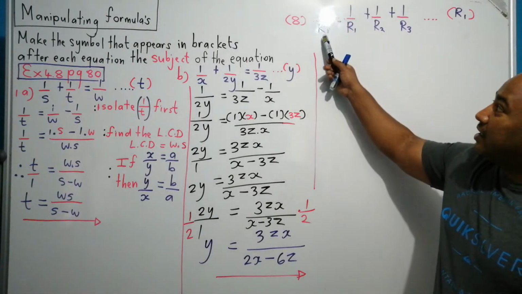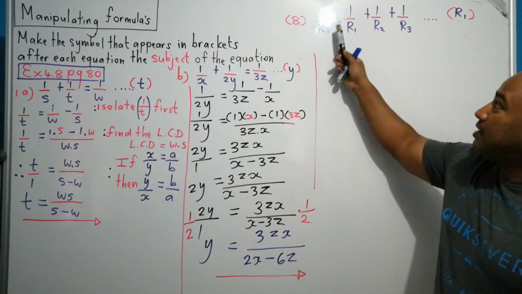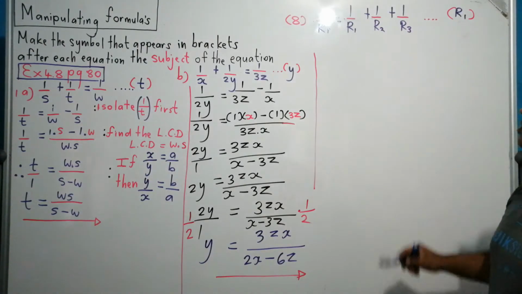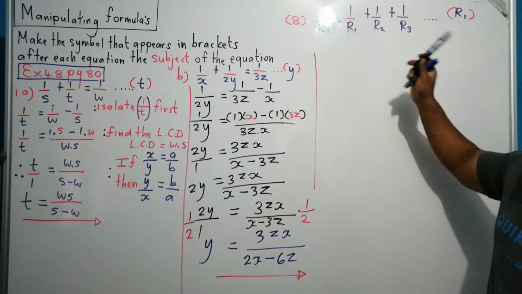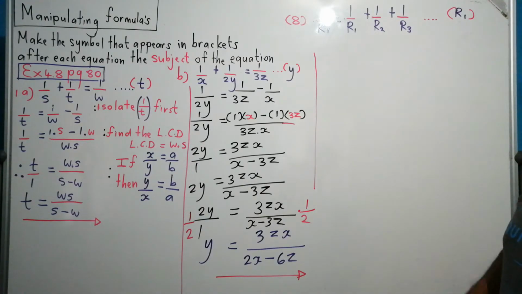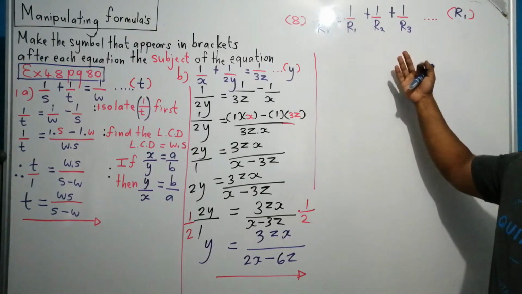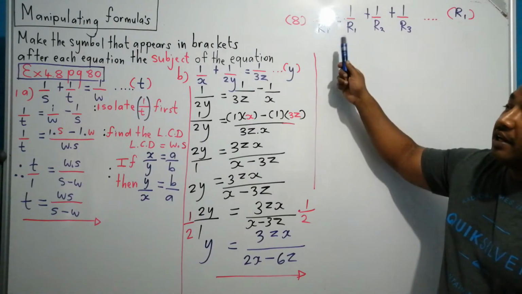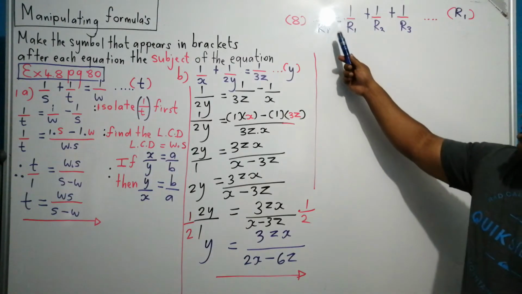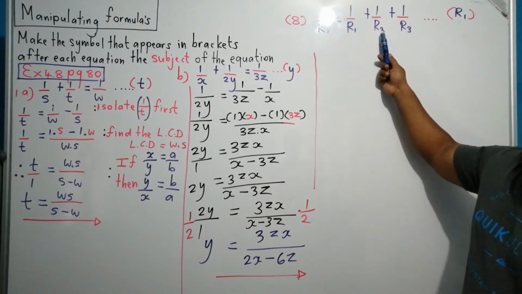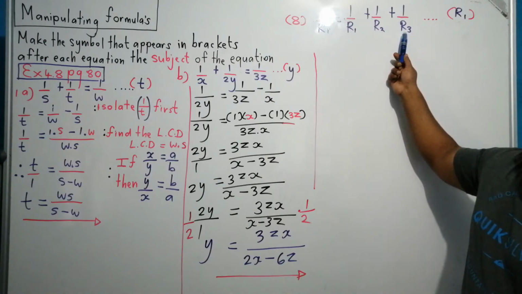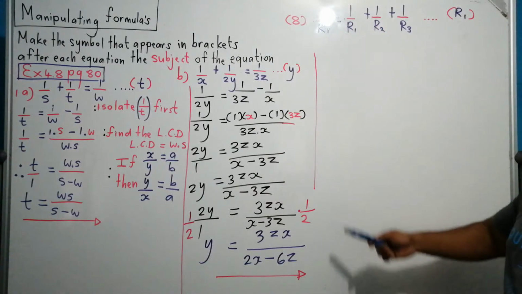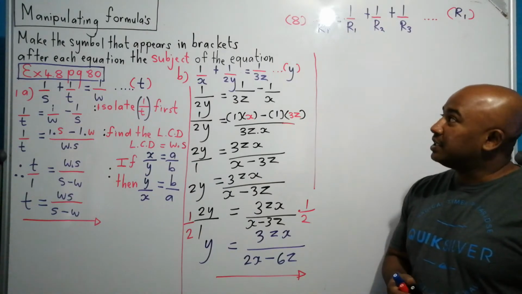We got 1 over RT, that means 1 over R total is equal to 1 over R1 plus 1 over R2 plus 1 over R3. In engineering science or physics or electronics, this is the section on electricity. This is the formula for resistance in parallel. So what happens if you're given the total resistance, you know the resistance of R2 and R3, and then you just want to find the value of R1? How do you do that? You need to manipulate this equation.